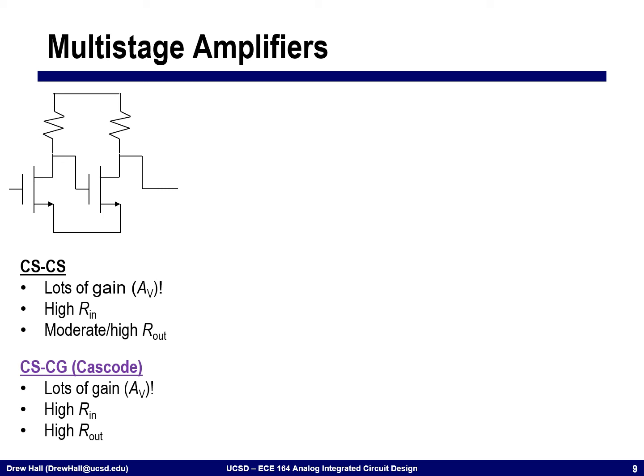We can add the cascode, namely we can add a common gate stage here to this amplifier and here to this amplifier. This allows us to, again, get a lot of gain, but also increase the output impedance. So we're going to have higher R out from the cascode.